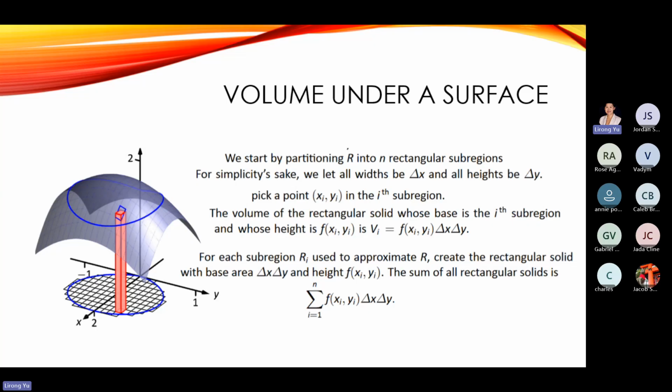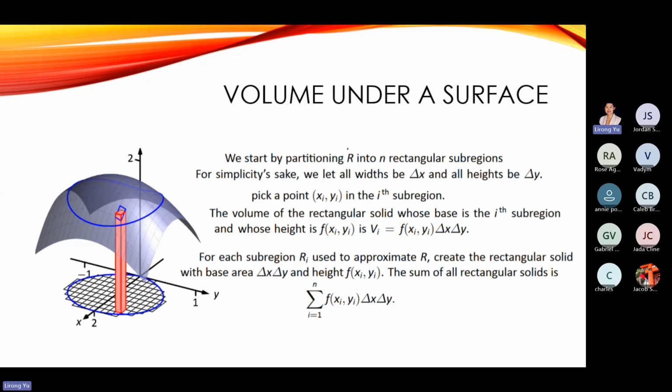The surface is z equal to f of x, y. It's a two-variable function. So we look at the volume below the surface, assuming the domain of the function, the integration region, is on the xy plane. You can look at a detail of the volume and expand it from there. So look at a small piece of that volume, which is the red bar.